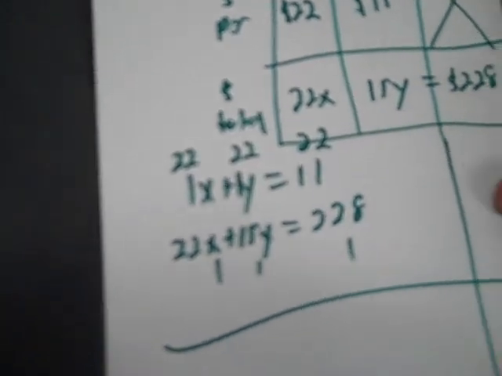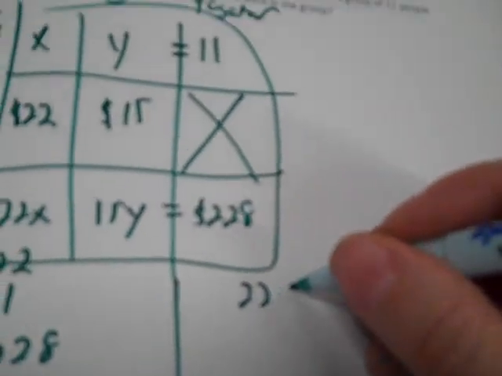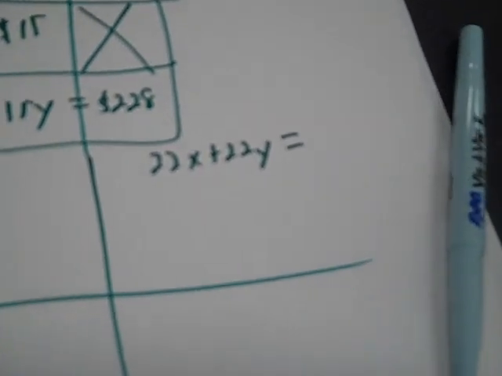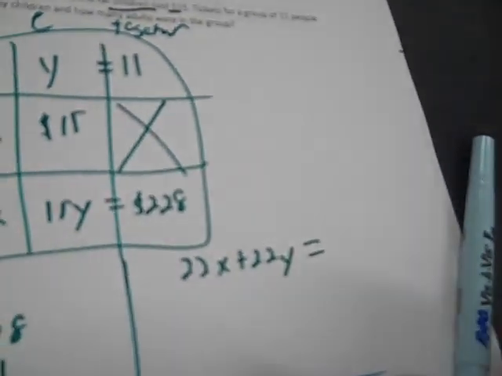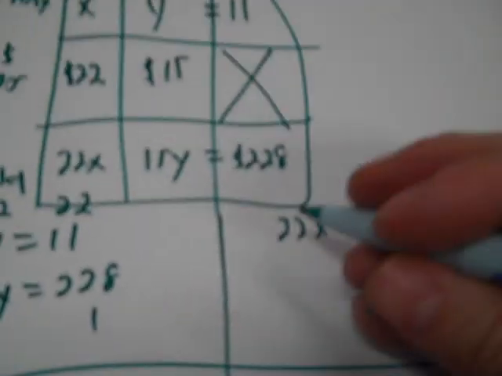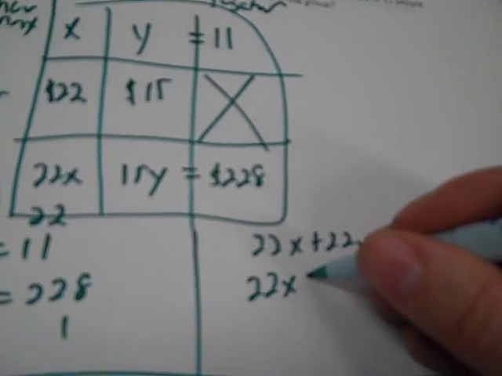1, 1, 1. So that's going to be 22x plus 22y, and then I take 11 times 22. That's $242. And then the bottom just remains the same. It's the identity property of multiplying. Okay.